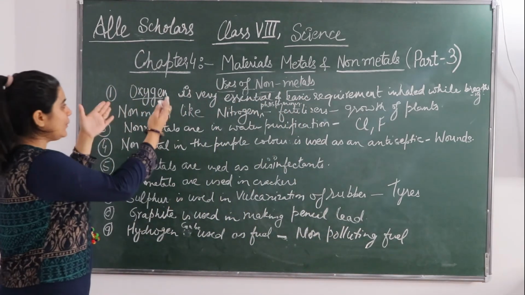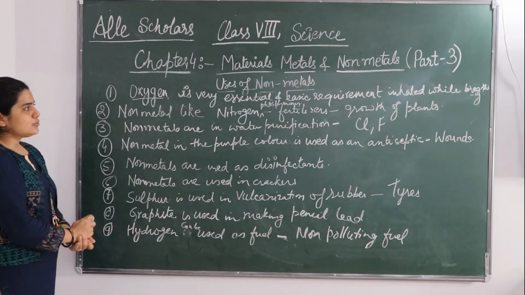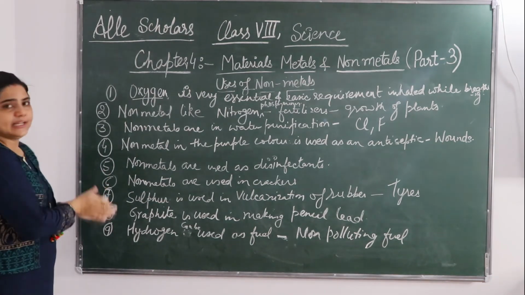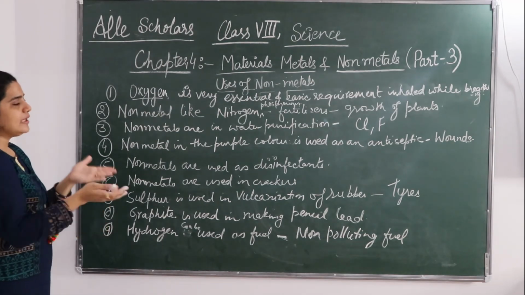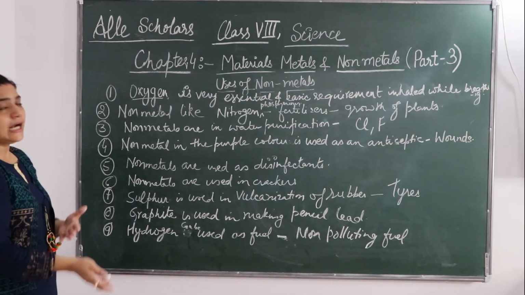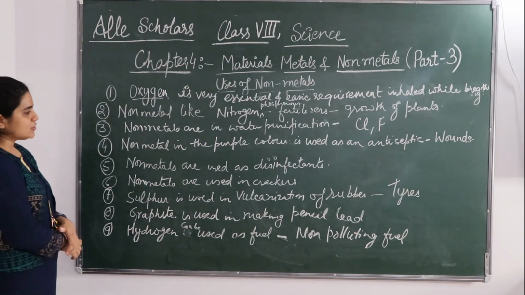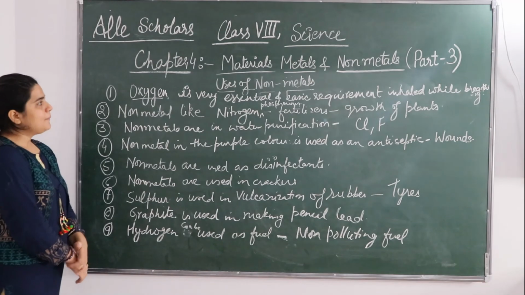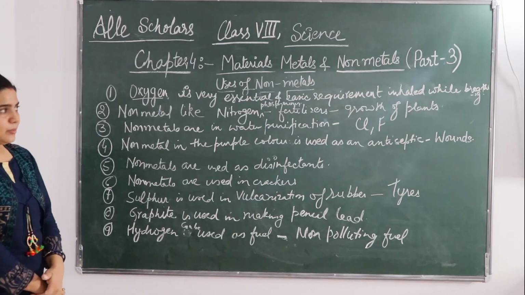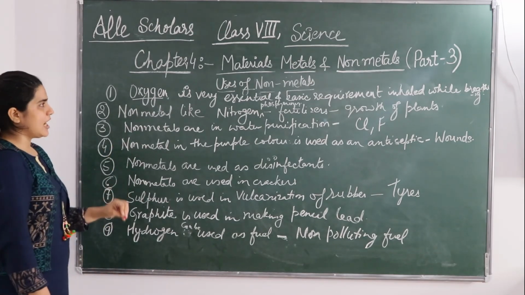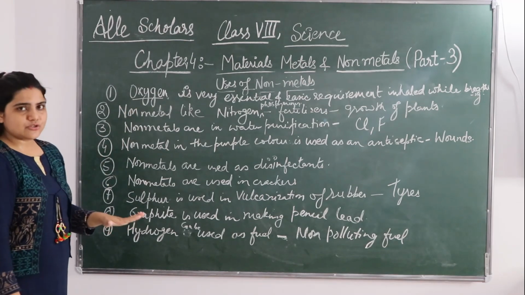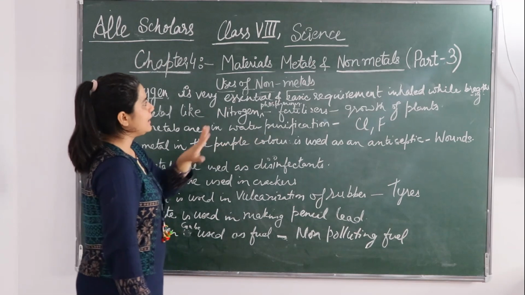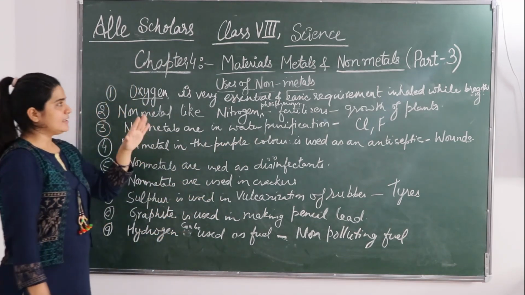Okay, so here you can see again that non-metals are useful in a wide variety of areas of our life, including animals, humans and plants also. They are essential for plants as well as for us. So this was about the uses of non-metals. Here I have finished my chapter. Part 3 has also finished, and the chapter is finished. Chapter 4, that is Materials: Metals and Non-metals.